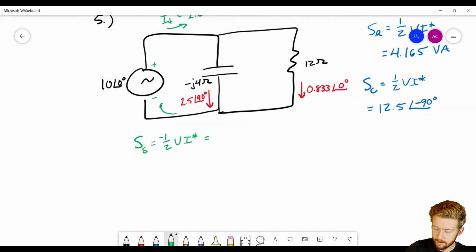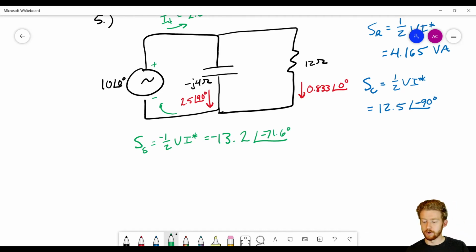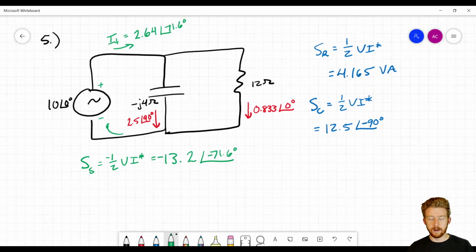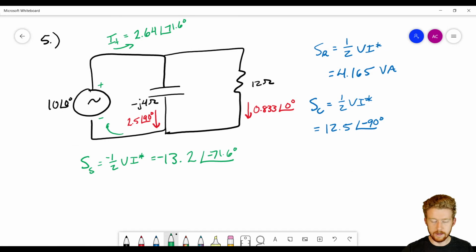So this is going to give me 13.2 with an angle of, make sure I'm doing this correctly, negative 71.6 degrees, and this is a negative 13.2 with an angle of negative 71.6. Okay, so in an ideal case, we're expecting the apparent power to be equal to the total power being consumed, or we're expecting the source to supply enough apparent power for everything else.